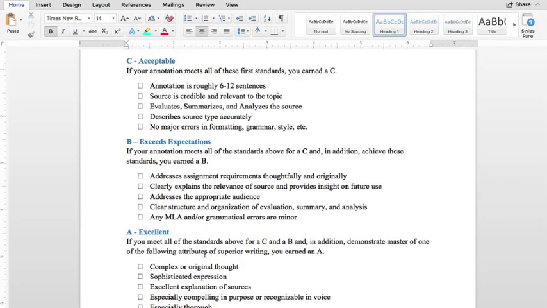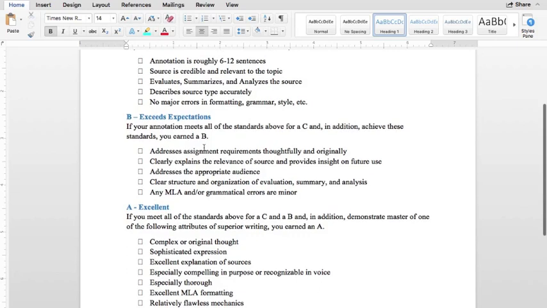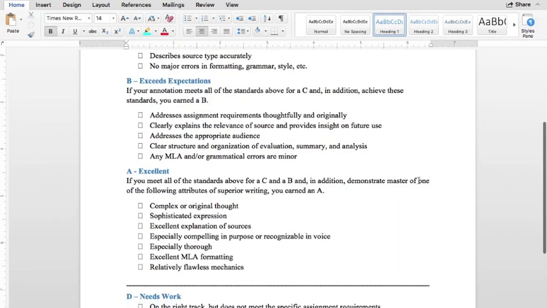So, bare minimum here, you need to have an MLA formatted paper. Your annotation should be roughly 6 to 12 sentences. Sources are credible. You do all three parts: evaluate, summarize, analyze. The source is described accurately, so you're not lying or making stuff up. And then there's just no major errors in formatting here. I know this is a somewhat less formal paper than a formal essay, but that doesn't mean that your writing should be informal. You should still adopt the proper tone here, write like a college student.